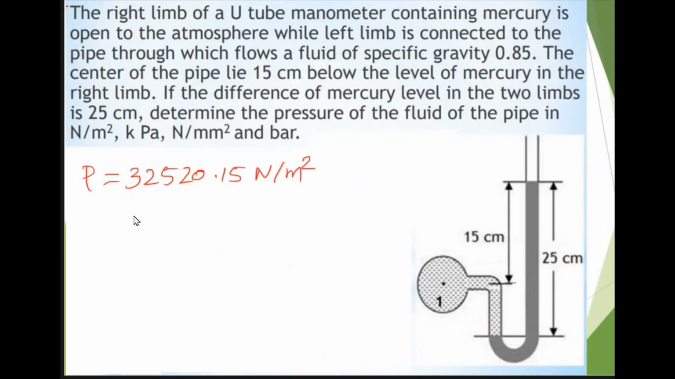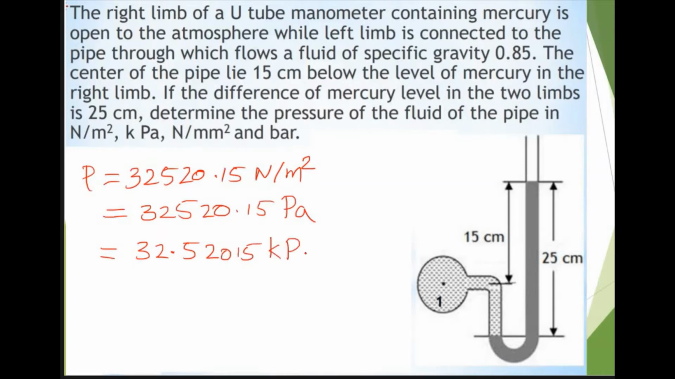So the pressure of the fluid is 32,520.15 Newton per meter square. Now we have to express the fluid pressure in Newton per meter square, kilopascal and Newton per mm square. We know that 1 Newton per meter square is equal to 1 Pascal. So this is the same as 32,520.15 Pascal. So in kilopascal it will be 32.52015 kilopascal.